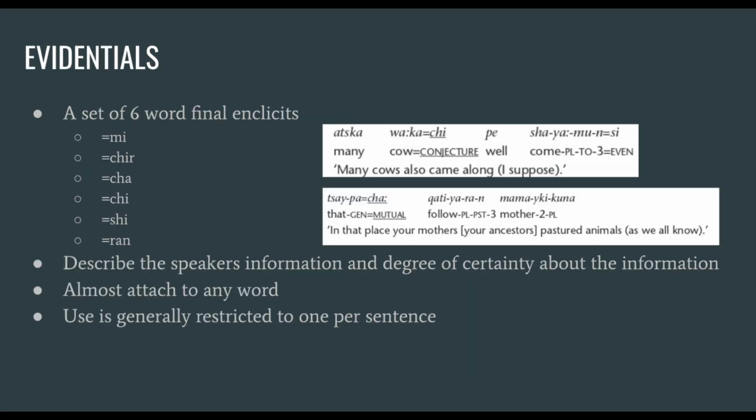Something I found super interesting was the evidentials. There is a set of 6 word-final inclitics, which are evidentials: mi, chra, ka, chi, shi, and ran. They describe the speaker's information and degree of certainty about the information. You can attach them to almost any word, and the use is generally restricted to one per sentence. So you can't have more than one, or you can't have 2 or 3.